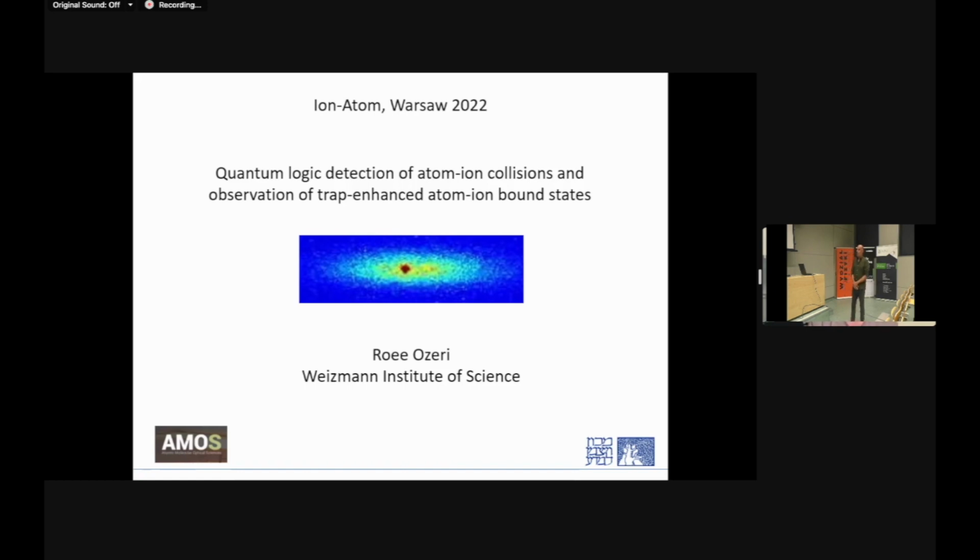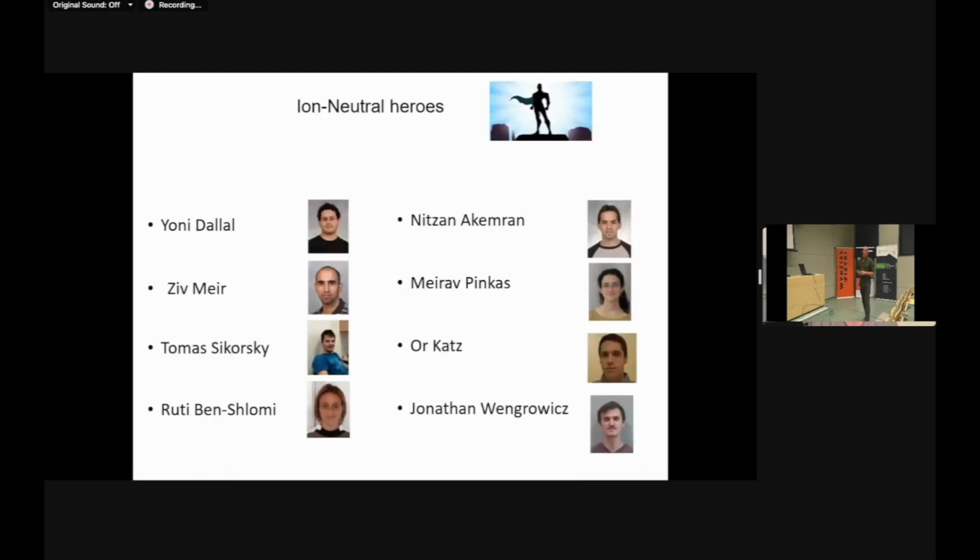So I'd like to tell you about some recent experiments in our group working with ions and atoms. And what you see here is an overlapped image of a single strontium plus ion immersed in a cloud of ultra-cold rubidium atoms.